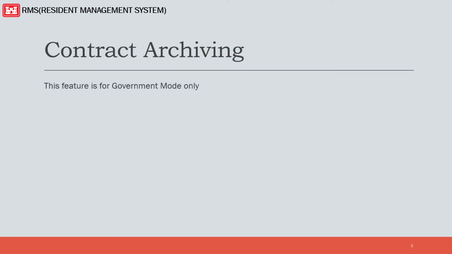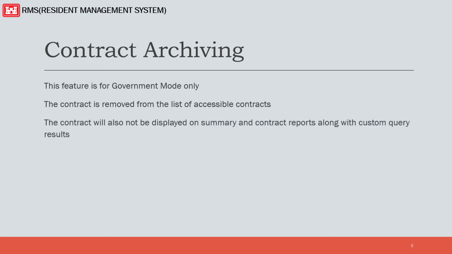Contract archiving. This is a feature that is for government mode only. When a contract is archived, it is not deleted, but rather it is removed from the list of accessible contracts where users will no longer be able to view, edit, or delete data. The contract will also no longer appear on summary and contract reports along with custom query results. Archived contracts will stay in this state until the contracts are unarchived. There is potential risk when unarchiving, such as stale data and data conflicts.